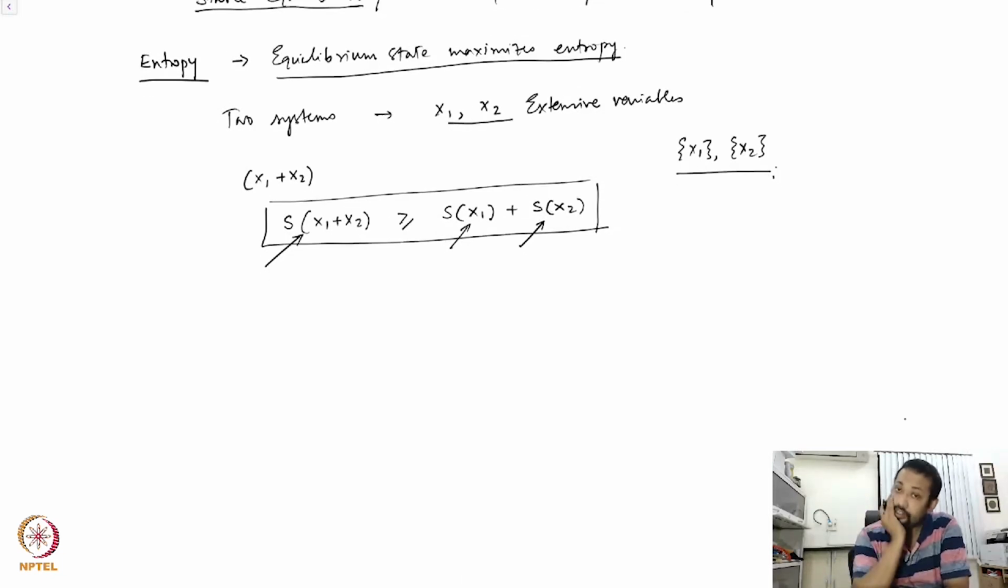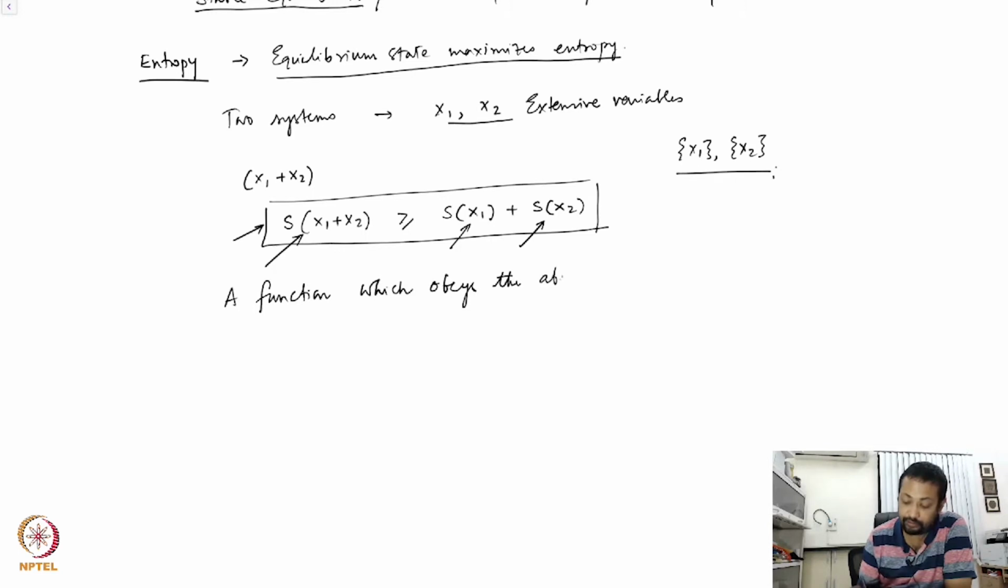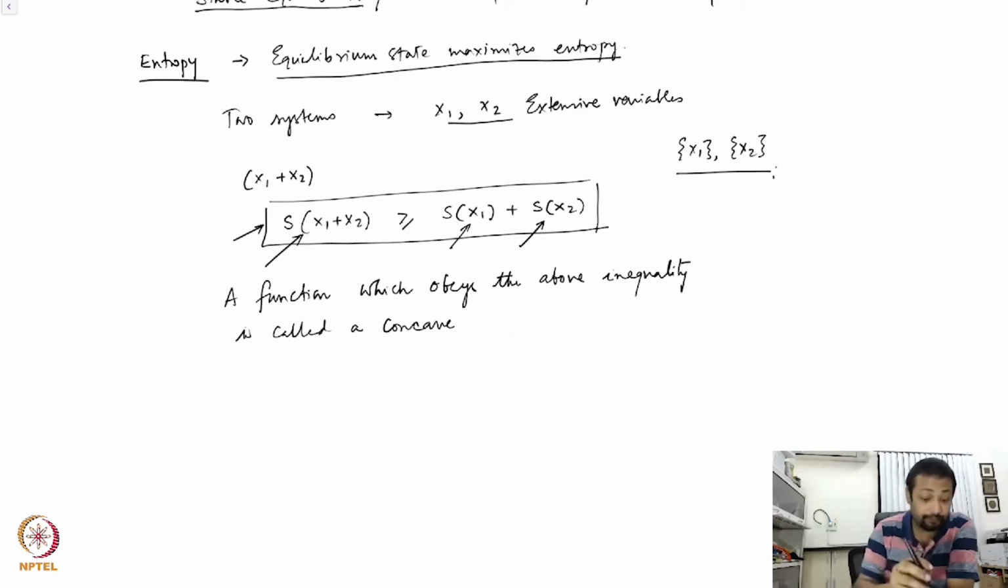Now a function with this particular property that we have written down, let us write down completely, a function which obeys the above inequality is called a concave function. But what does this concave function mean exactly?